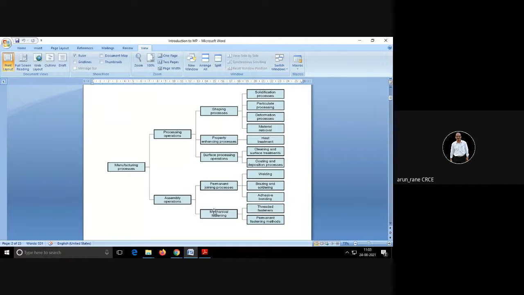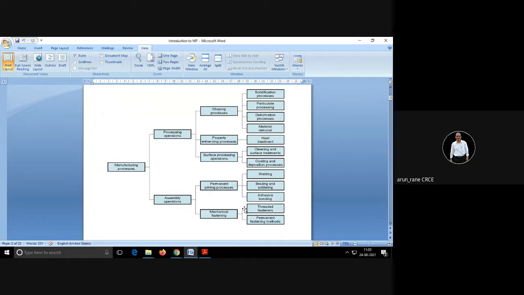Then you have permanent joining processes. Permanent joining processes मतलब what? It cannot be dismantled easily. So welding, अगर आप weld करेंगे तो you have to use a grinding wheel to cut it. Same thing is for brazing and soldering, and same thing is for adhesive bonding. Okay, so depending upon the strength we select these processes.